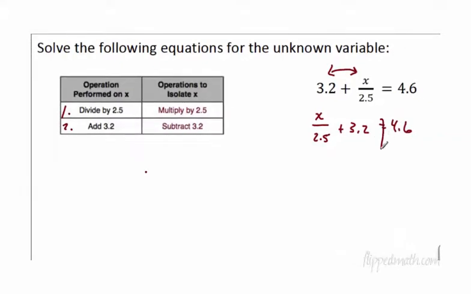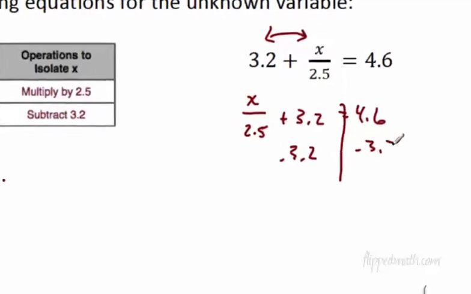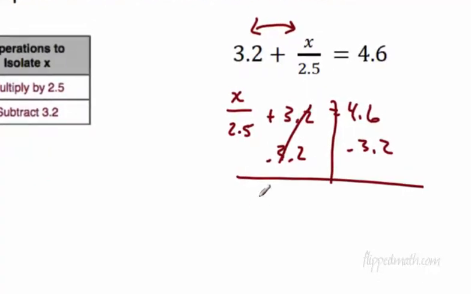So the line goes down the equal sign. We subtract 3.2 from each side. Minus 3.2. Draw the line, they cancel. So again, we read it left to right like a book. The x over 2.5 comes down.